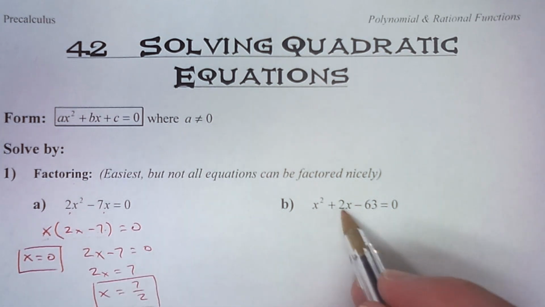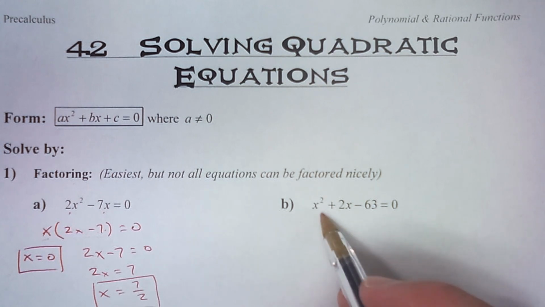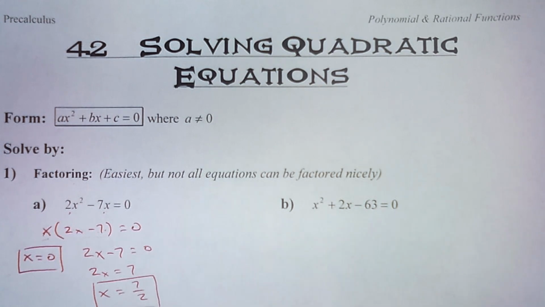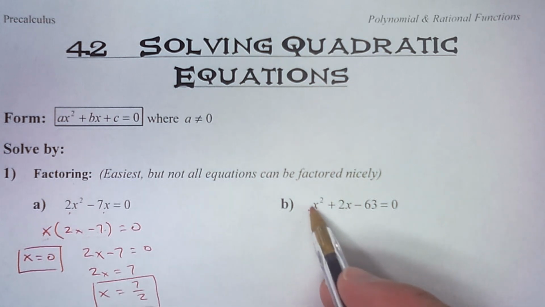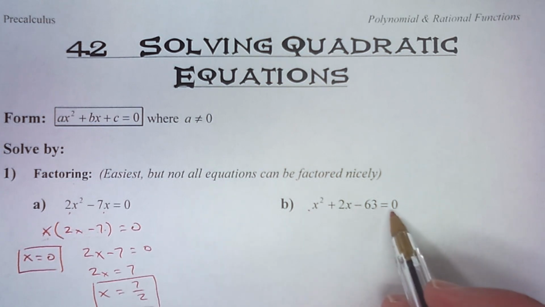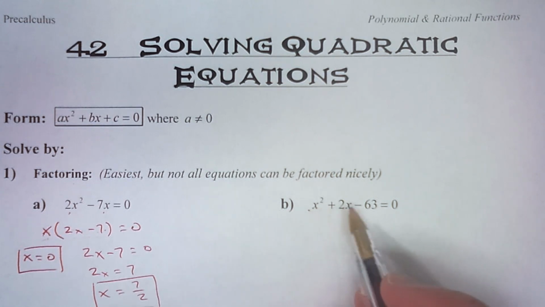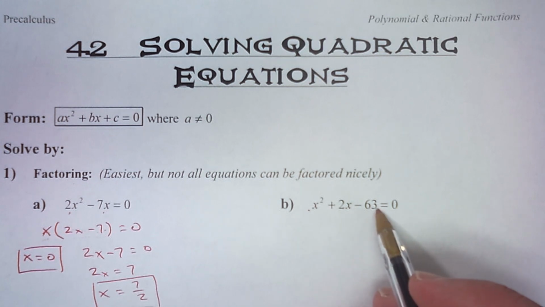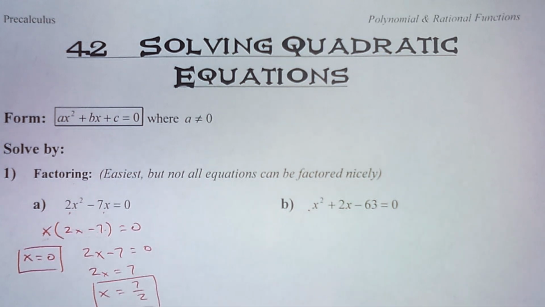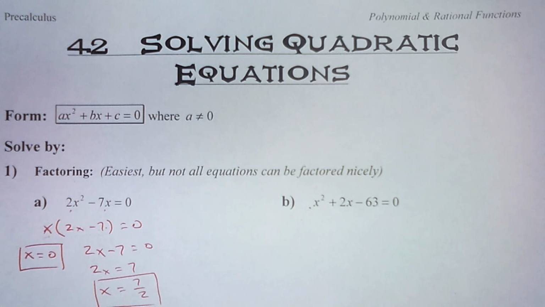Now I've got a trinomial, and I don't have a GCF I can factor out. I should always look for a GCF first. But here there's a 1, 2, and 63. The GCF is 1, so there's nothing to pull out there. This has x's, this has an x, but this does not. So there's no greatest common factor that I can just factor out of this. But again, that is the first thing I always look for.